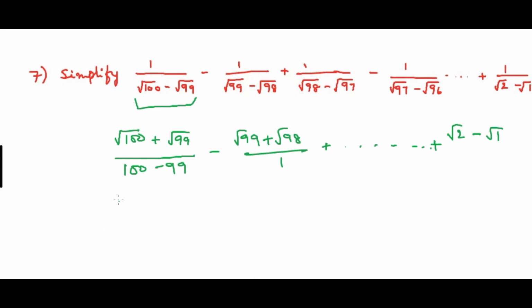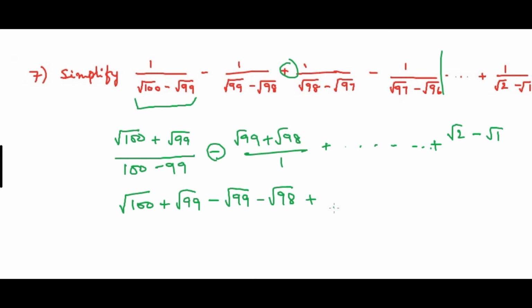So finally what will happen? Yes, you can see now. So this will be root 100 plus root 99, and it is minus. So minus root 99 minus root 98, and next will be plus. So plus root 98 plus root 97, later it will be minus. So minus root 97 minus root 96, and so on up to plus root 2 minus root 1.